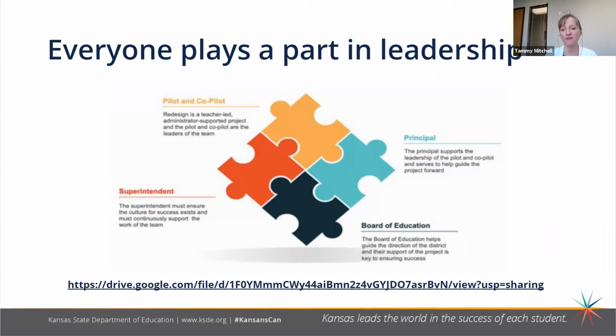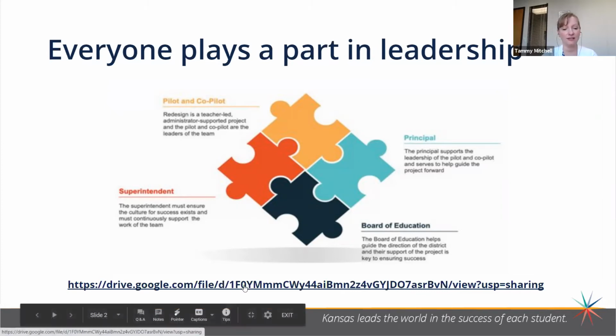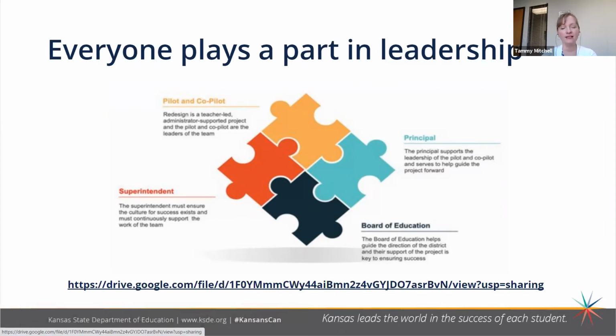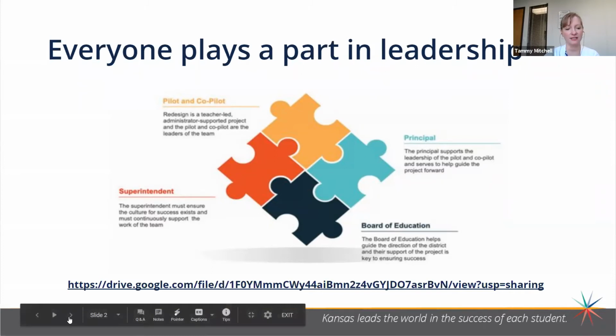And then the Board of Education helps guide the direction of the district and helps to stay connected and stay informed with what is happening with the redesign team at the individual school, or if there are several individual schools redesigning. There is a link to a document here. We can send you that link later if you'd like, that really describes each of these roles, the competencies and the look-fors for all four of them. But today I'm going to talk about the teacher leadership portion.